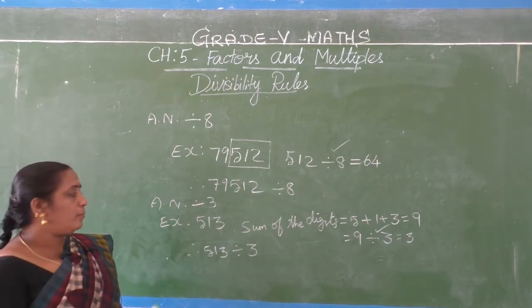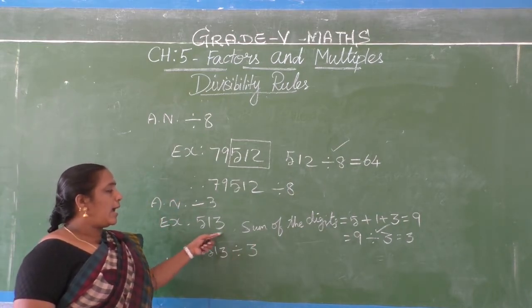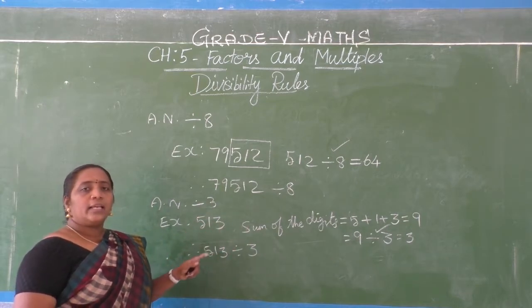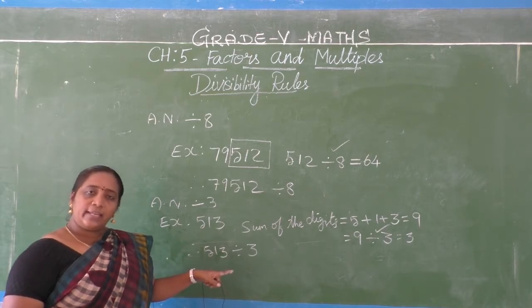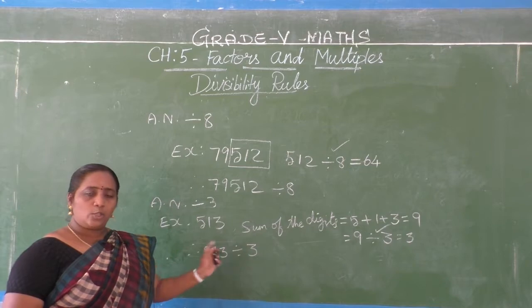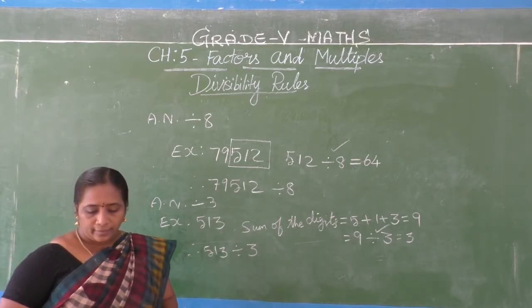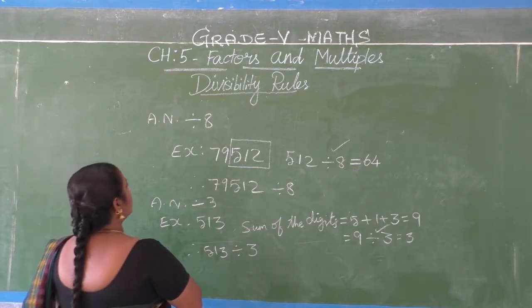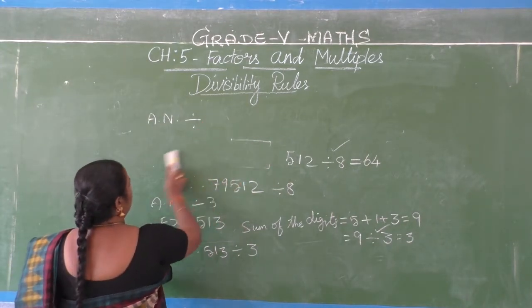Okay, sum of the digits: you have to add the digits and check with 3. If the sum is divisible by 3, the whole number will be divisible by 3. If it is not, then no. Okay, then the next rule is 9.